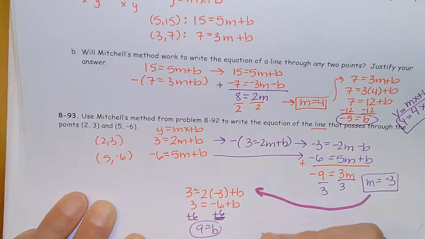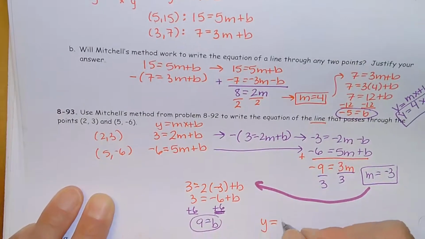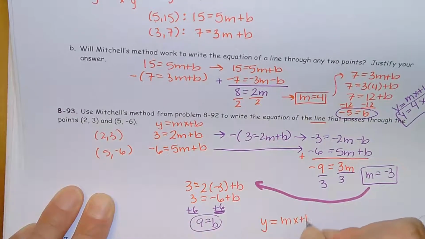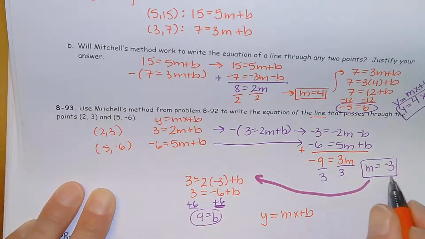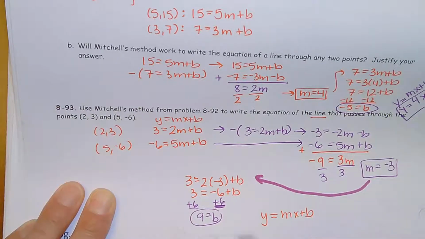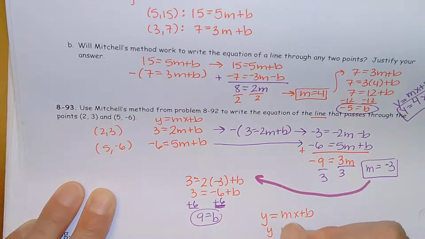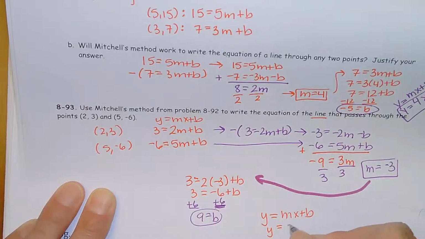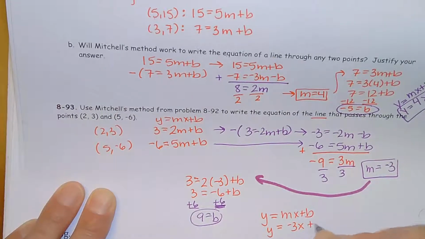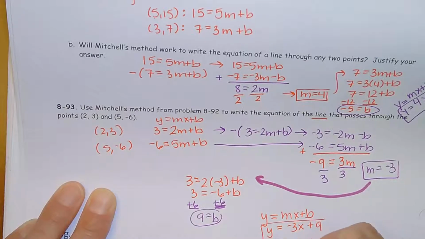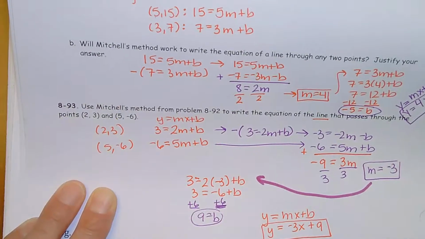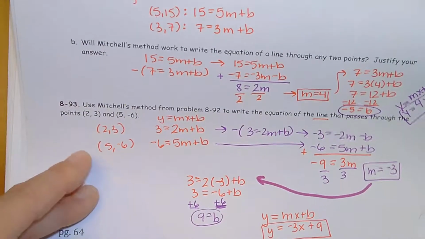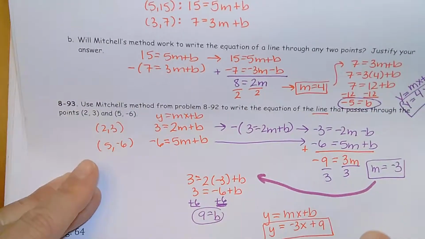So now my equation is going to be y equals mx plus b, because again it is a line, and in place of my m I'm going to put a -3, and in place of my b I'm going to put a 9. So I get y is equal to -3x plus 9, and that's going to be my equation. So now on the next page, page 65, let me flip it over.